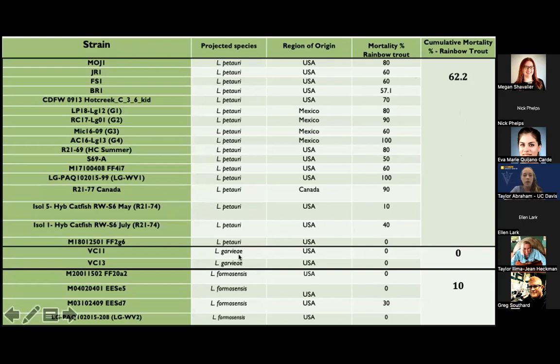While our L. garvieae isolates in the rainbow trout had a 0% mortality rate, and then for our L. formosensis, only one had any mortalities, and overall it was a 10% mortality rate for the group. We also tested for bacterial resistance at the end of the challenge. We saw no significant difference between the species for bacterial resistance in the surviving fish. And all of our negative controls did remain uninfected, and no mortalities occurred throughout the study in that group.